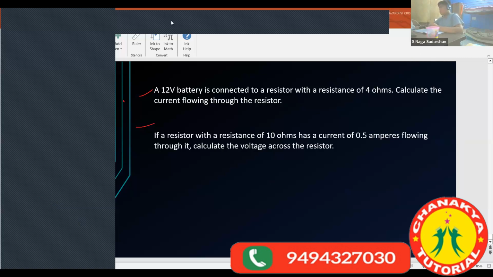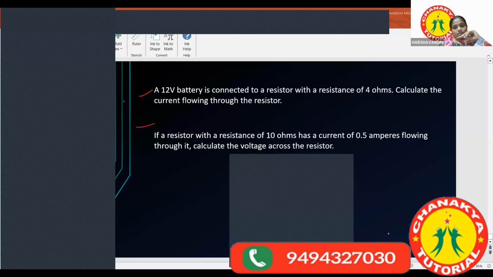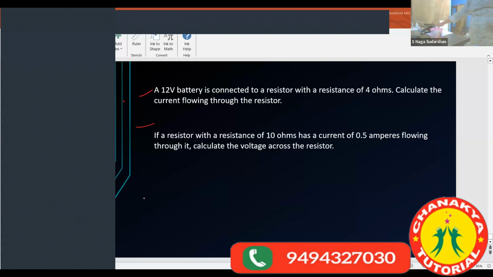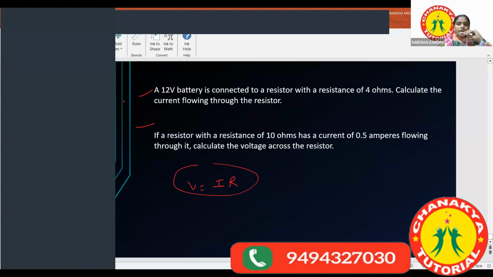Sudarshan, did you solve these two questions? Solve these two questions, put them in chat, and then only you can leave. Aishwarya, redo. V equal to IR is the formula. Please do it now, everybody. At least give me the right answer now. Advika, can you do it now? I have given you the formula V equal to IR.